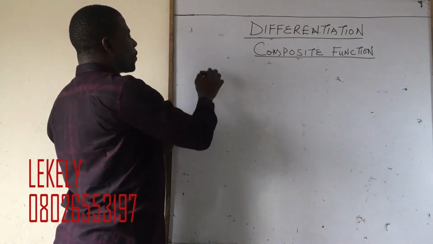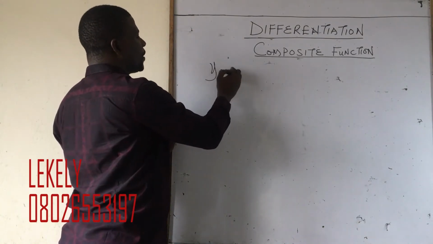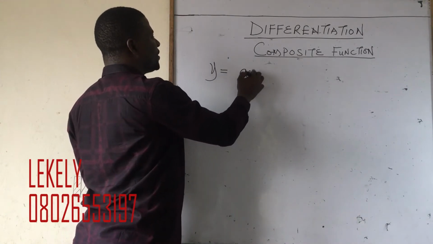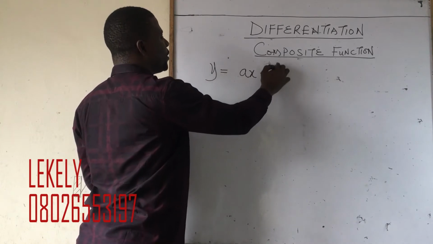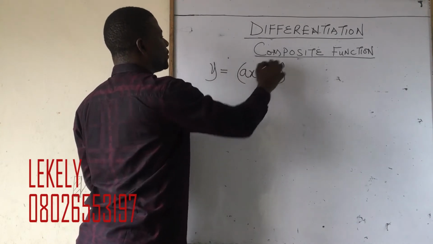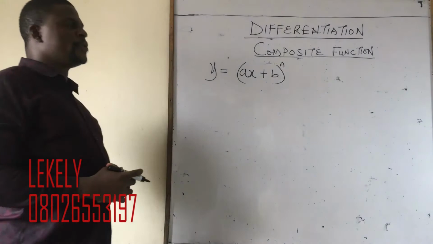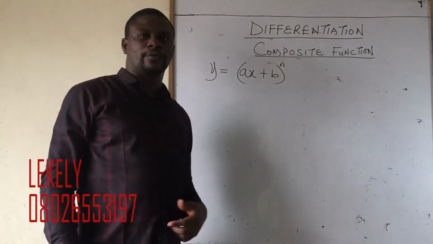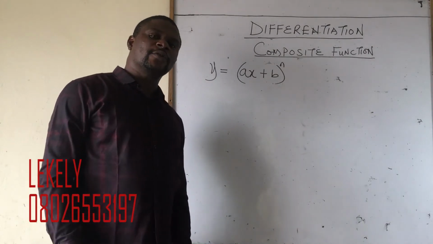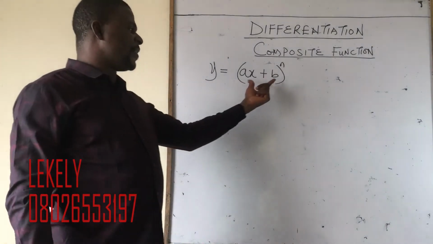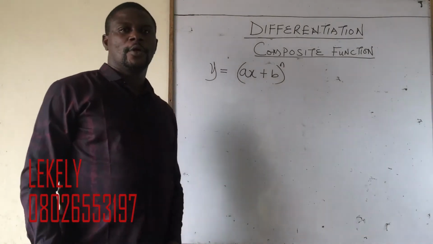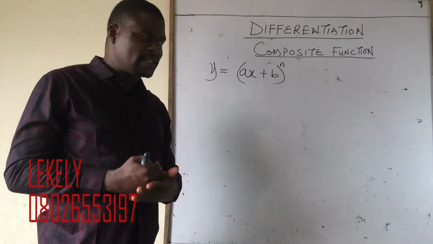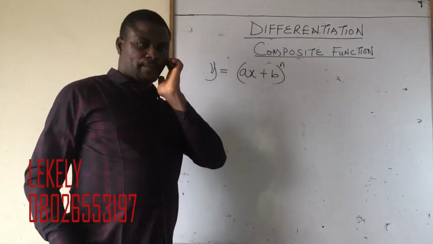Anytime you have a question in a bracket, let's say you have (ax plus b) raised to power n, (ax plus b) raised to power n. How will you know that a question is composite function? How you will know a question is composite function is when you have a bracket and a power. Once you have a bracket and a power, and then you are asked to differentiate, that is composite function.